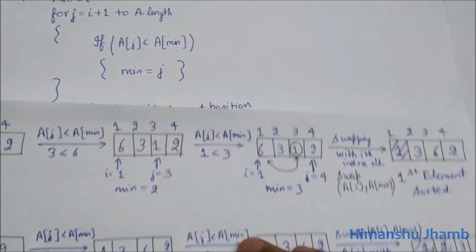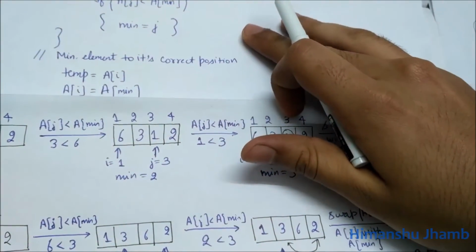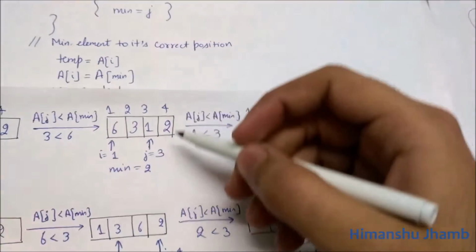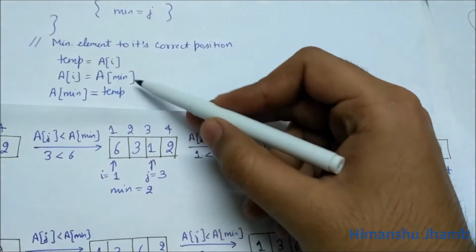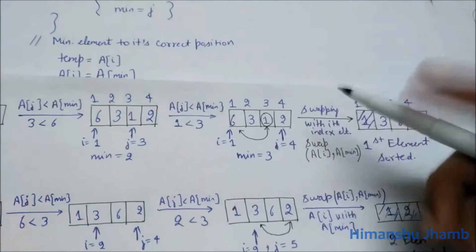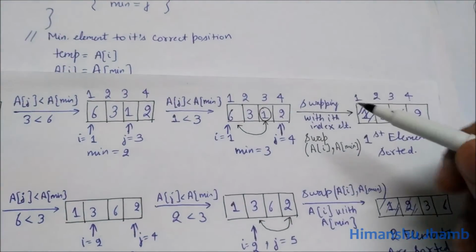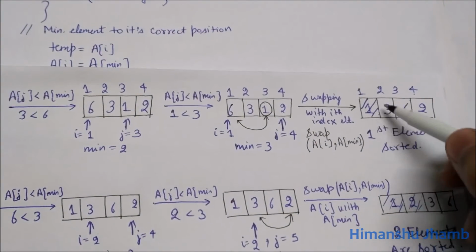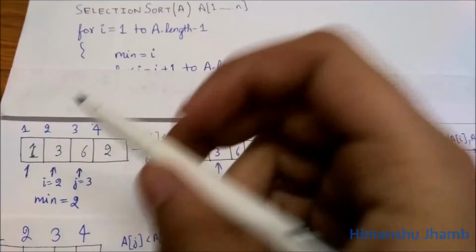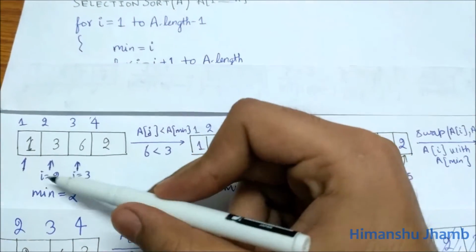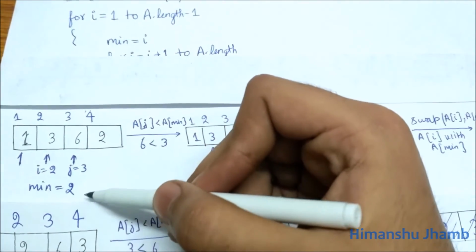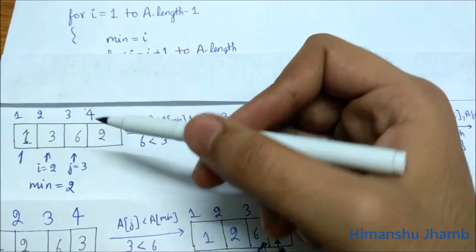So what we will do is swap the elements a[i] and a[minimum]. This is the method to swap the two elements. So a[i] and a[minimum] would be swapped. So 1 would be swapped with 6. Now element 1 would be in its correct position. Our new array would become this, and we would be incrementing i. So i would become 2 now, and we will be setting the minimum to be 2.